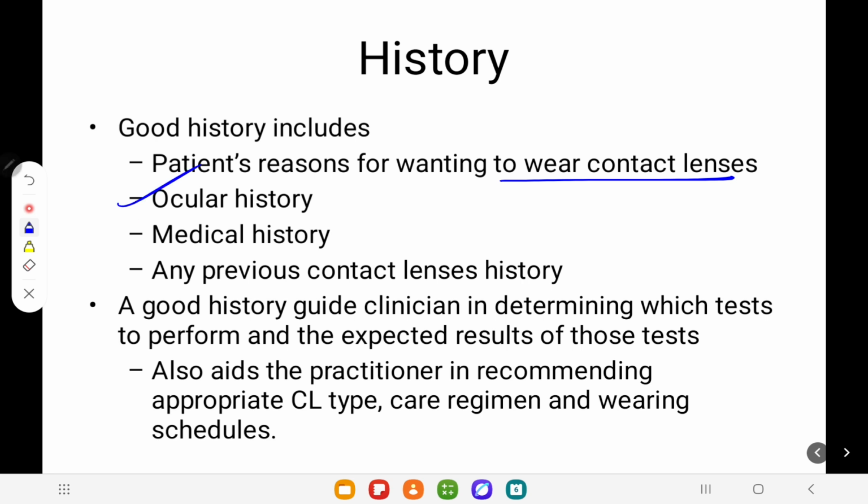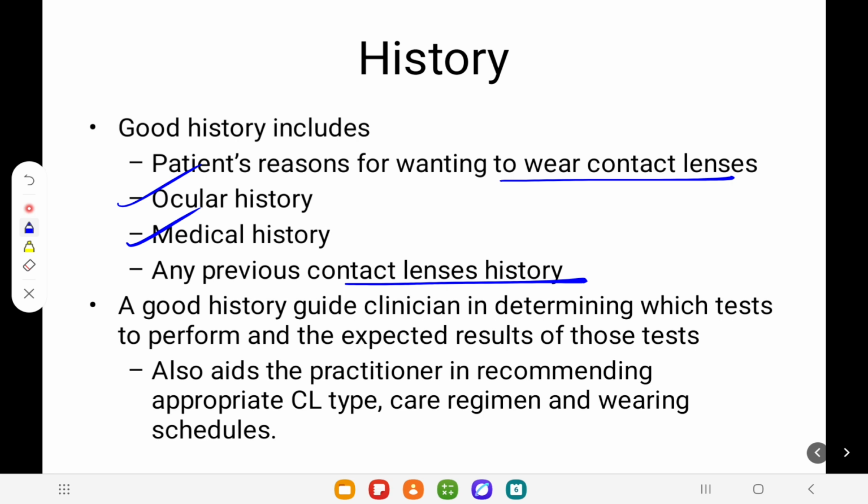Another is ocular history. We want to know whether the patient has had any surgeries or any disease other than refractive error, which is not a disease, but other conditions, any ongoing ocular therapy, or anything. We have to know the medical history, which is very important. Any previous contact lens history, and especially any bad history. What do I mean by bad history? A bad encounter with contact lenses. If the patient has any bad encounter or bad memory with contact lenses, we have to know.